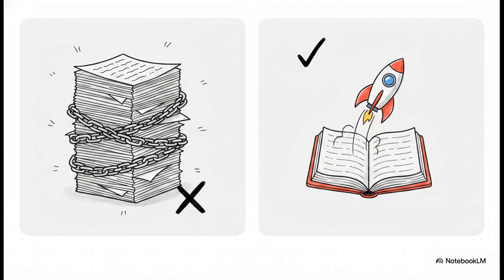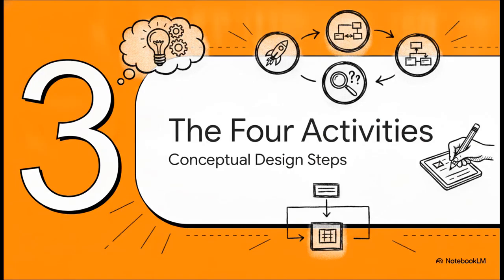That's exactly why modern systems engineering pushes for a much more agile approach. We now use a system vision document. It's significantly shorter, highly flexible, and its main job is to tell a really compelling story about why the system is actually being built. Okay, Section 3, the 4 conceptual activities.